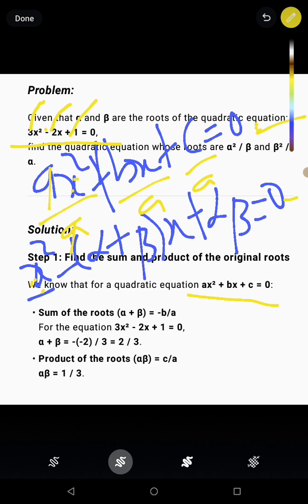So bringing it back to the expression, alpha plus beta is going to be what? Minus into bracket, there's a minus here and there's another minus here. So that's why we have minus all over the coefficient of a, which is 3. So that's why we get 2 over 3. And the product is c over a. c is 1, a is 3. That's why we get 1 over 3.